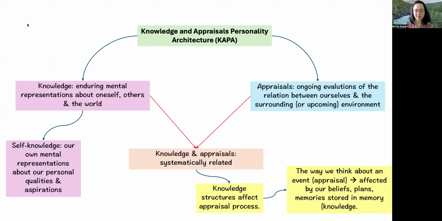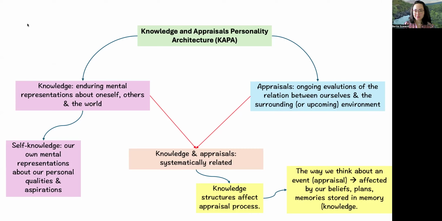As you can see here in the diagram, knowledge and appraisals are systematically related. Knowledge structures affect the appraisal process. The way we think about an event, the way we appraise or evaluate something, is affected by our beliefs, plans, and memories stored in memory, our knowledge. Basically, our appraisal is affected by our knowledge.